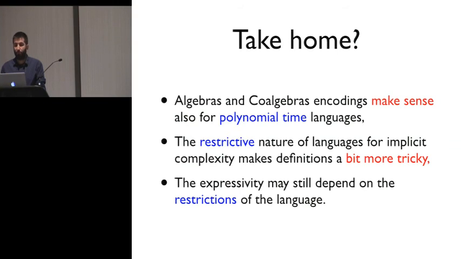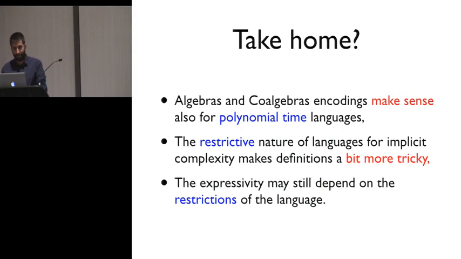This is what I have to present to you today, and let me just conclude with something I hope you can take home. So the first thing I hope you will take home is that algebras and coalgebras encoding can make sense also in languages with limited complexity, and in particular with polynomial time complexity. It's an open question to check if they still hold also in classes lower than polynomial time.